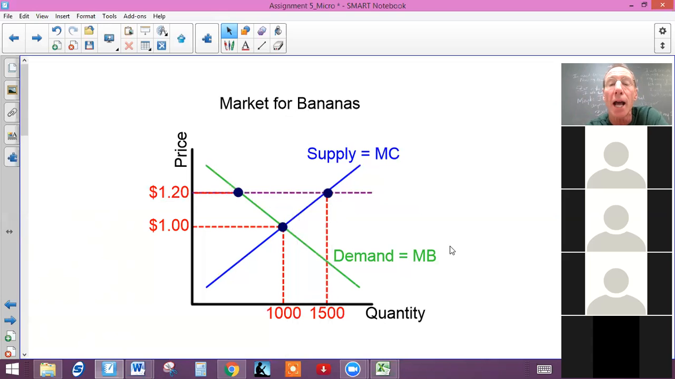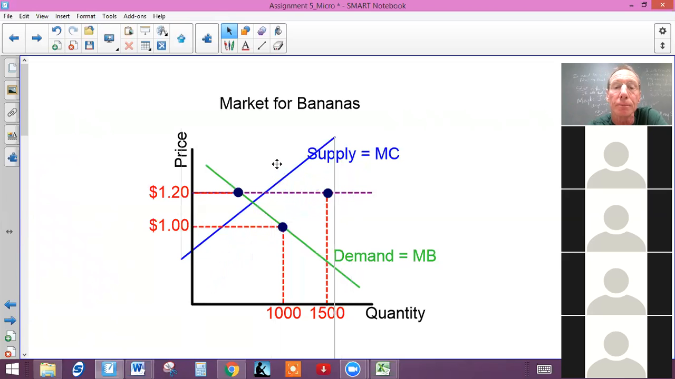Now, typically what always happens is there's something outside the model. Like for example, let's say that the banana crop gets damaged or gets destroyed by some kind of a big storm. Well, that's going to be first a shift in the supply to the left because there's fewer bananas in the market. Now, that's going to cause a movement.